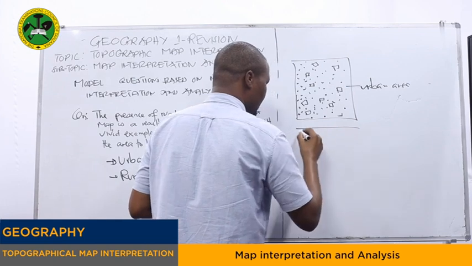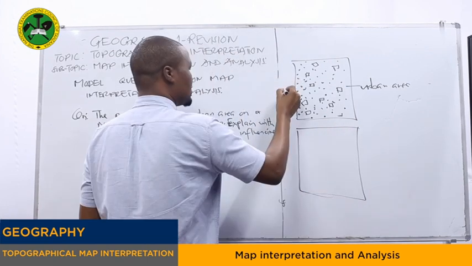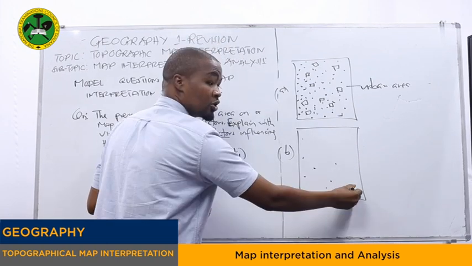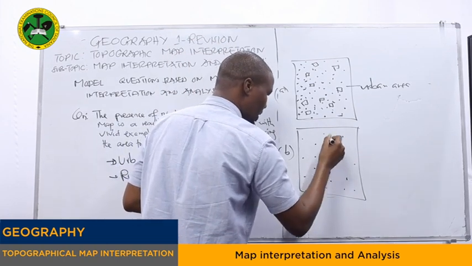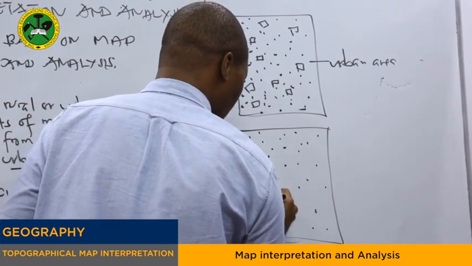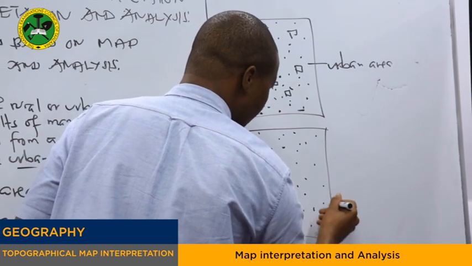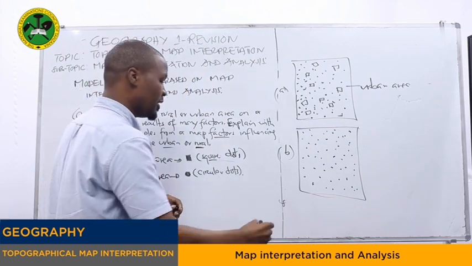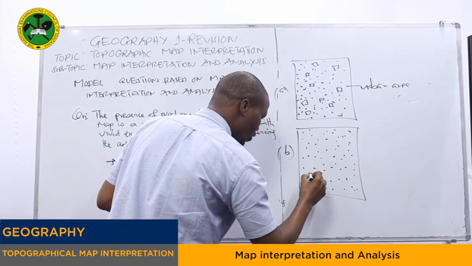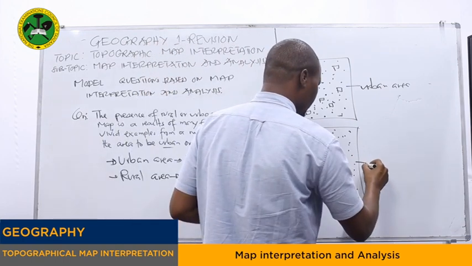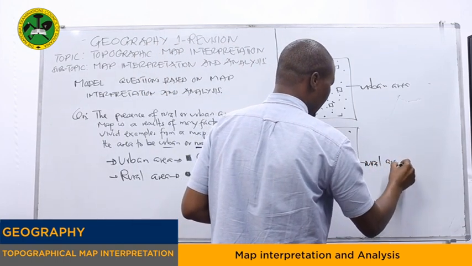But let's say this is map A, and then this is map B. You find only circular dots all over the mapped area. It means you can say this type of settlement is a rural area. Let's take maybe it has only very few, maybe only one rectangular or square dot, like this one. So it is still a rural area.